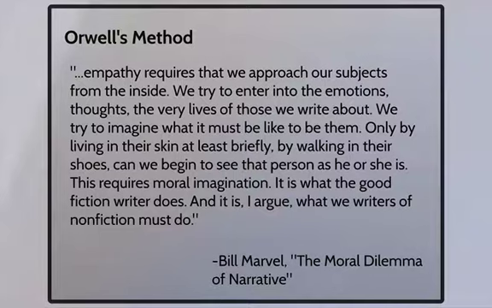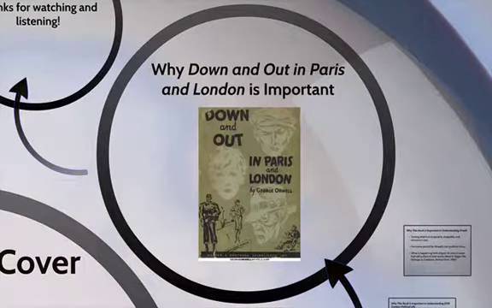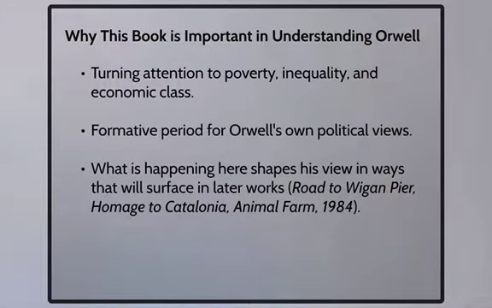So nevertheless, Orwell's method gives us a picture of this life and the practices of those who lived it, right? And we can understand a little bit better what this condition of extreme poverty would be like, what the experience would be like. So why then is this book important? Why is it important to understanding Orwell? How does it relate to 20th century political life? Well, let's start with understanding Orwell.